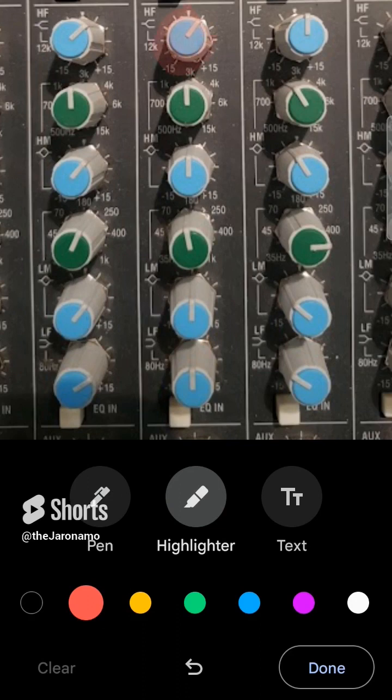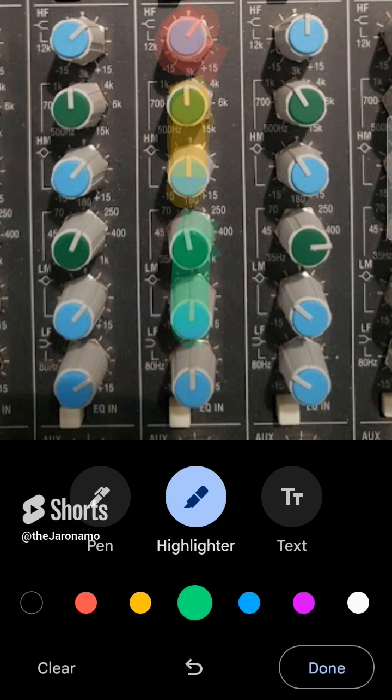Up at the top we have our high shelf, and below that we have our high mids. Those 2 knobs control the high mids and they are connected. And then we have our low mids, and below that we have another shelf, which is our low shelf.